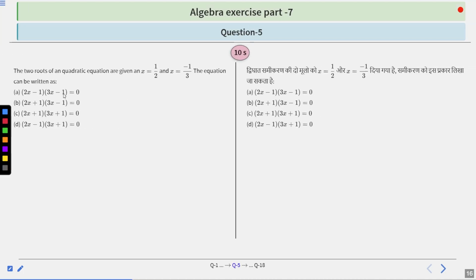Next, the two roots of a quadratic equation are given as x = 1/2 and x = −1/3. The equation can be written as, and the options are: option A, (2x − 1)(3x − 1) = 0; option B, (2x + 1)(3x − 1) = 0; option C, (2x + 1)(3x + 1) = 0; and option D, (2x − 1)(3x + 1) = 0. These are the options, and you have 10 seconds to find which one of them is correct. After that, I will do the solution.